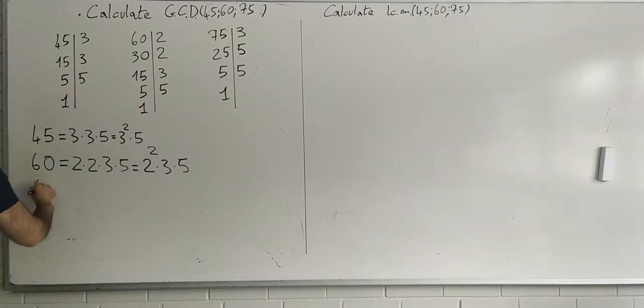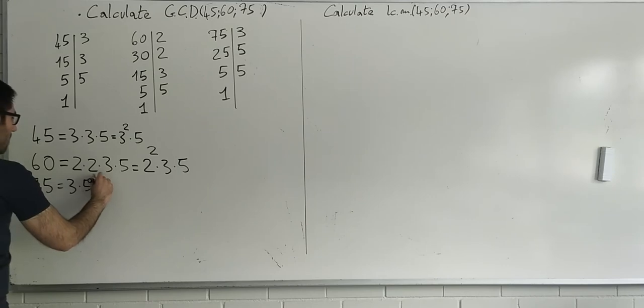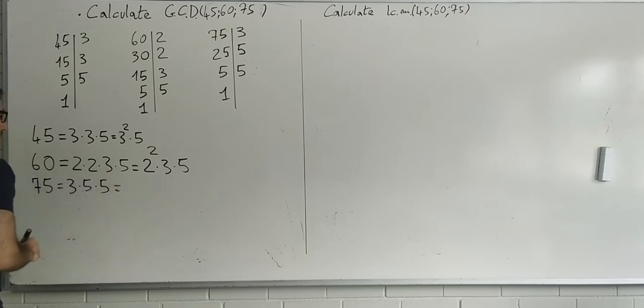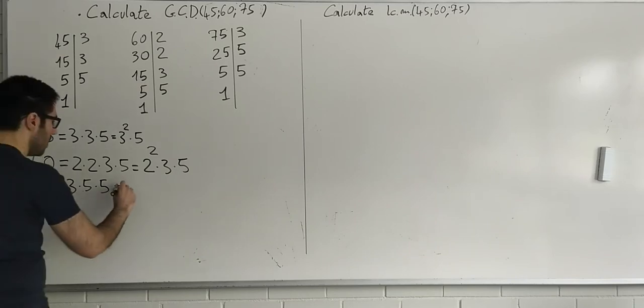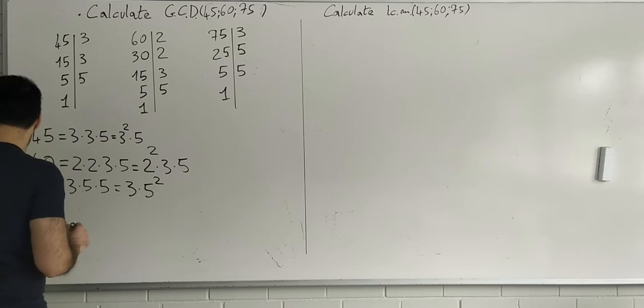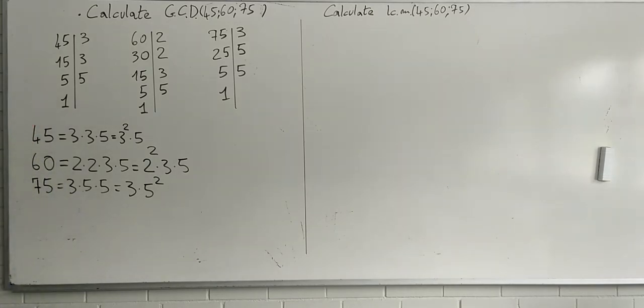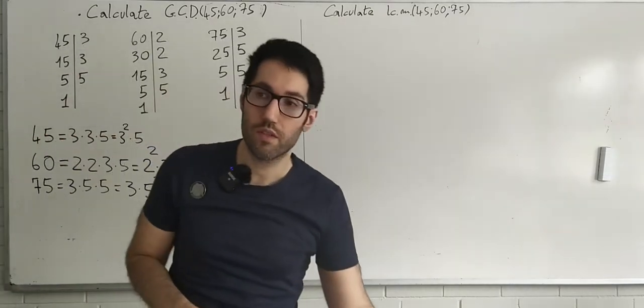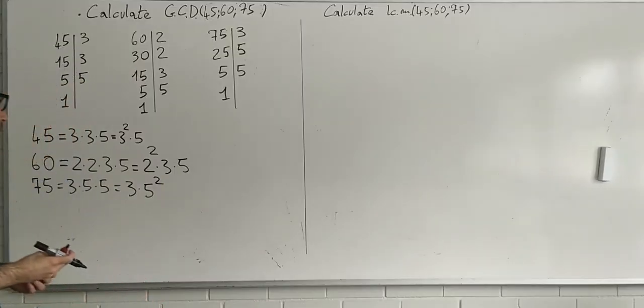So let's write 75, it can be written as 3 times 5 times 5. We also appreciate to write it in the shortest way possible. So I'm going to write 3 times 5 to the power of 2. Okay, now we have just to select the ingredients for the greatest common divisor.